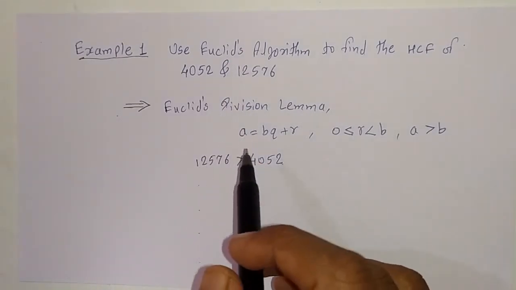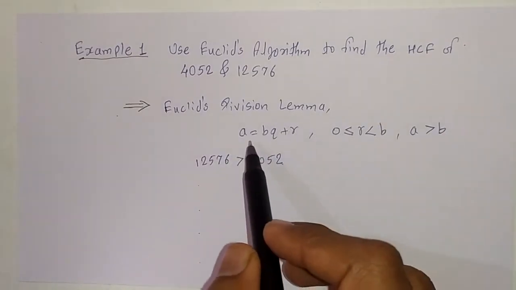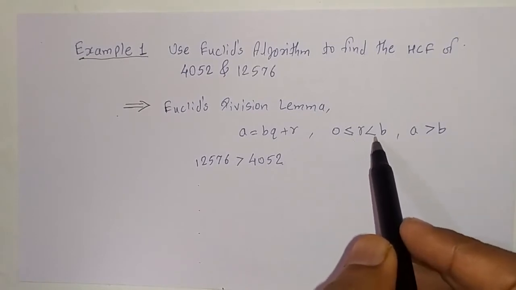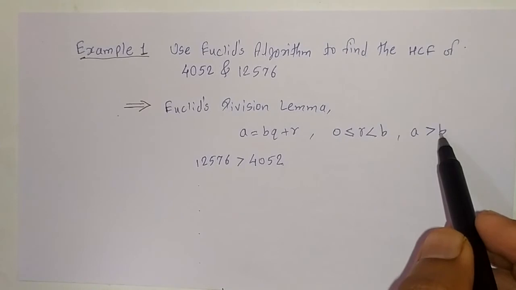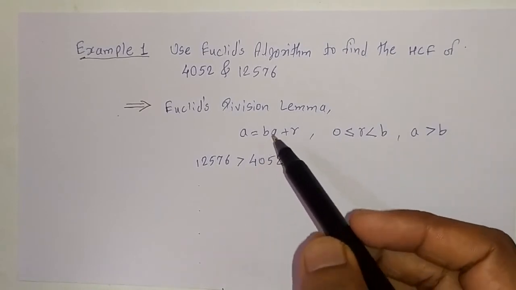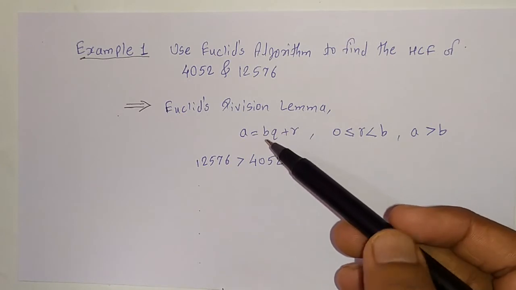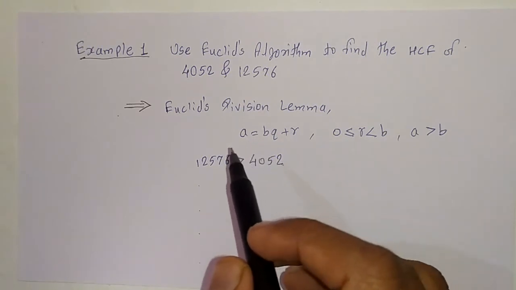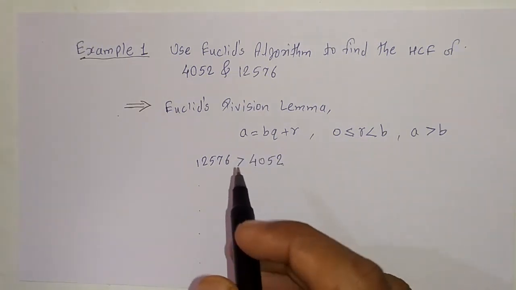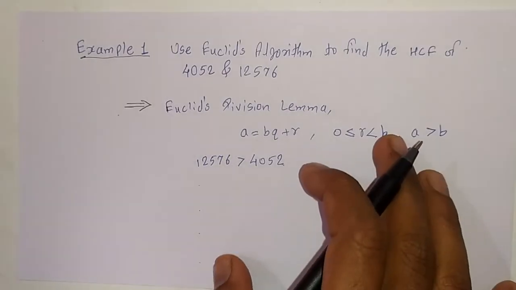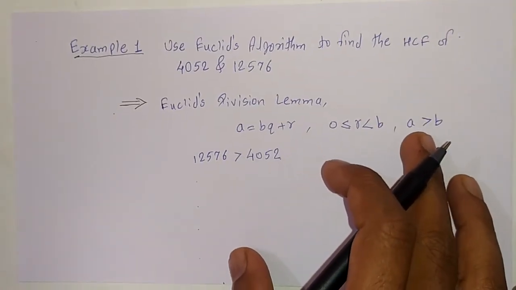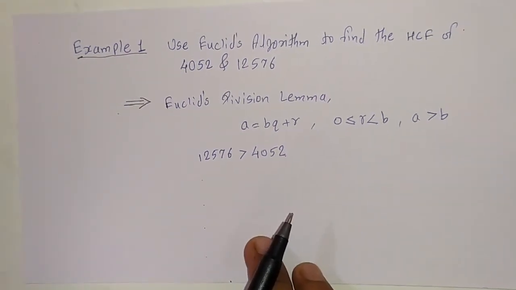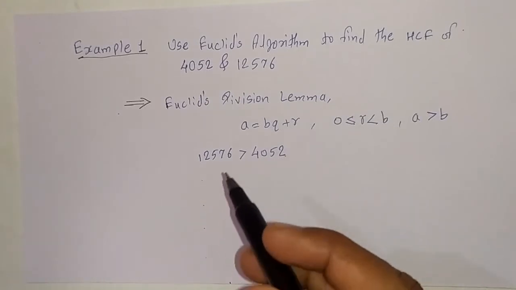First we have to write Euclid's division lemma, which is a equal to bq plus r, where 0 is less than or equal to r less than b, and a is always greater than b. It is very important to write those steps because otherwise you won't get full marks in the examination. So never hesitate to write those things. Please write down the process in detail. If you are out of time, then you might skip 1 or 2 steps. But if you have time, then always put every step in detail.